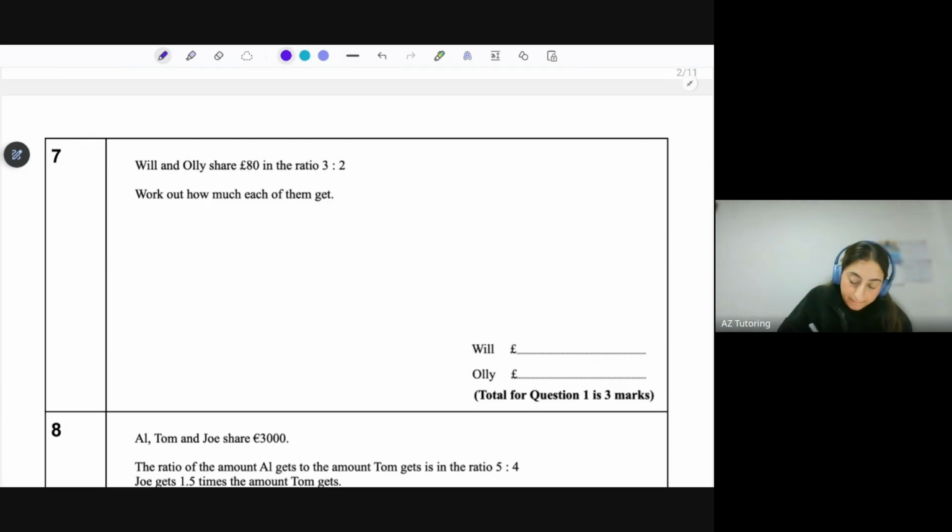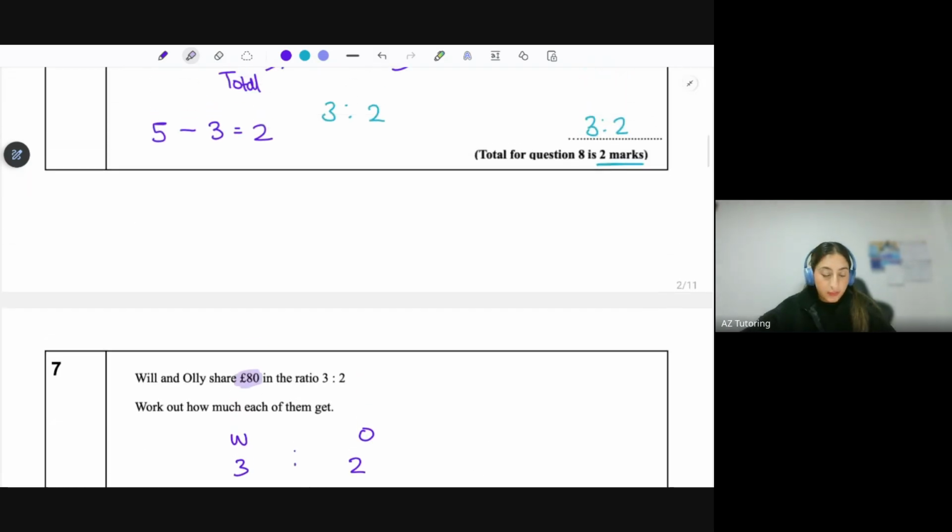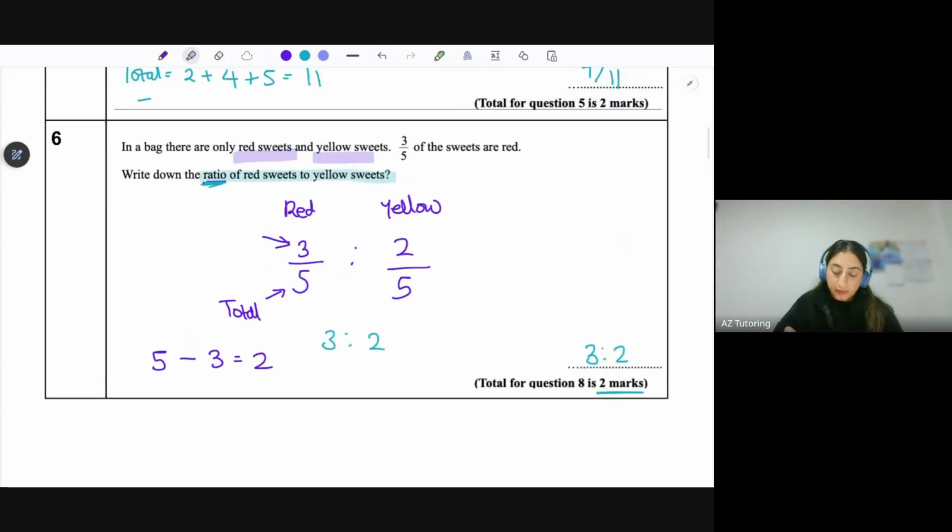Will and Ollie get 3 to 2, and the sharing was given to £80. What was the answer for number 6? The answer for number 6 was 3 to 2. Let me just write that up clearly. 3 to 2, that was the answer, because they've asked us to give it in ratio form, not fraction form.